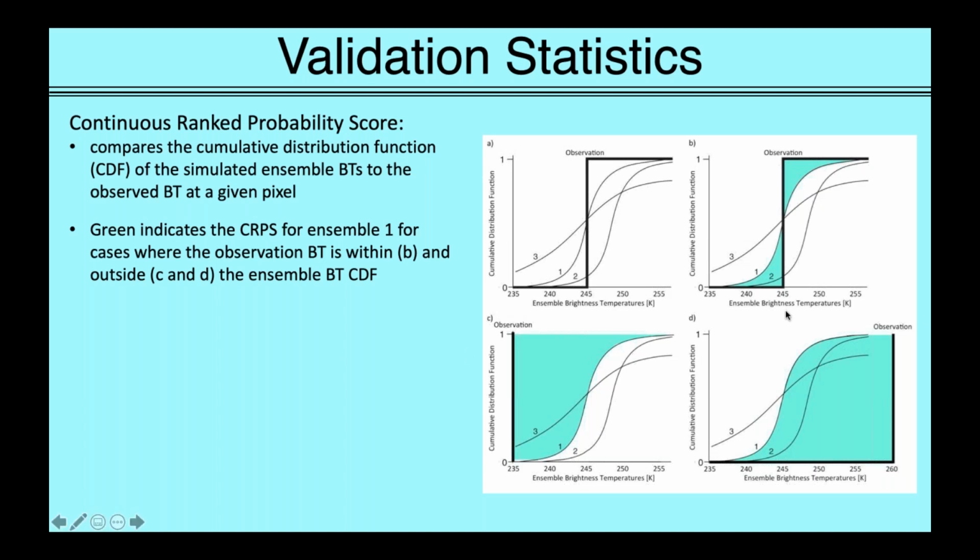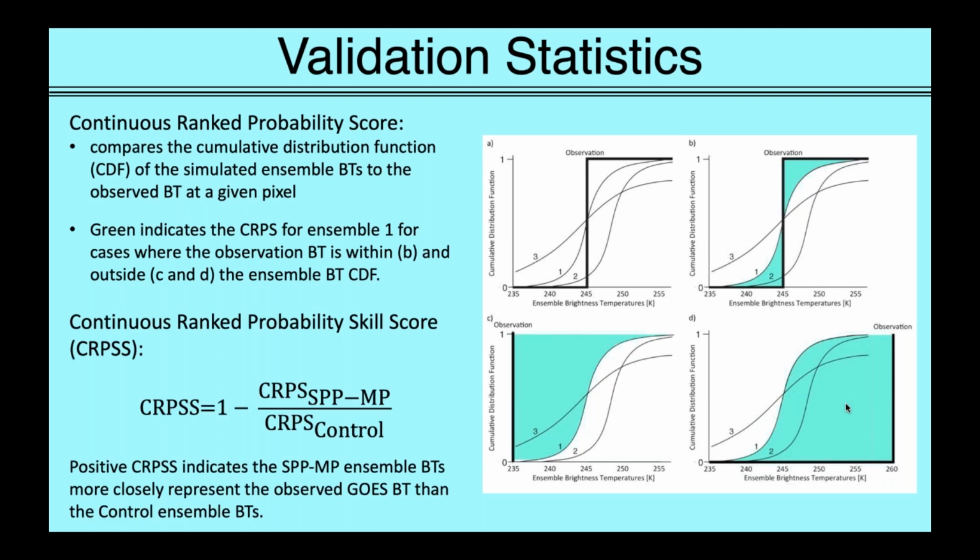But here's an example taken from the Wilks statistics book, where we have 3 different CDFs of ensemble brightness temperature, and our observation brightness temperature is this thick bold line. So the green over here would indicate the CRPS for ensemble 1. This is where the observation falls within the CDF of the ensemble brightness temperatures. And C and D is what would happen if it occurs outside. So as you can see, much more area is green if the observation falls outside of our ensemble brightness temperatures.